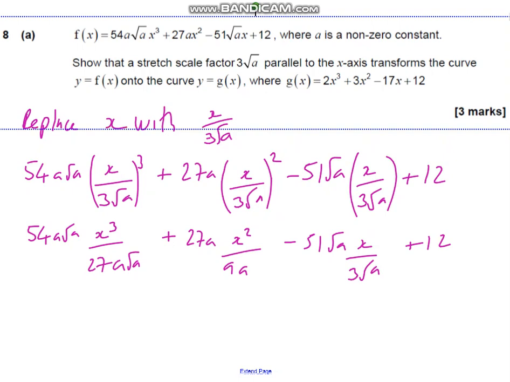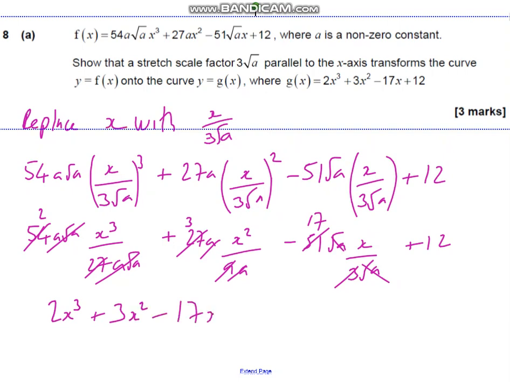Okay, so now we can see we've got some cancelling going on, and so 54 and 27 will cancel down, just giving us a 2 there, and both those a root a's will go. The 27 and the 9 will cancel, giving us just a 3 here, and those a's will go as well. The 51 and the 3, all good darts fans will know that's triple 17 is 51, and the root a's will cancel out. 12 is still just hanging on, so that's going to give us 2x cubed plus 3x squared minus 17x plus 12. That takes us nicely to 10 minutes.